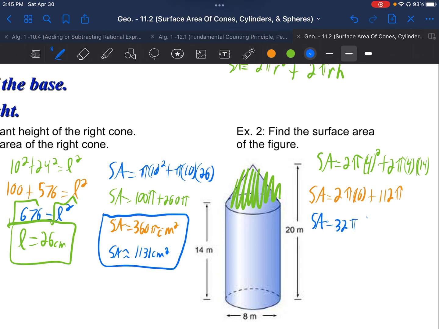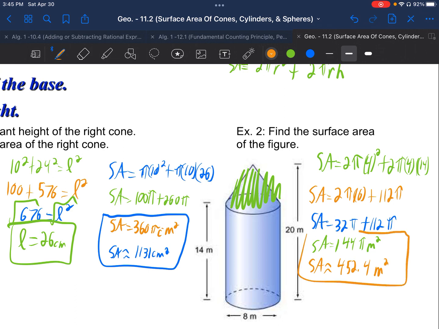Wow, that 5% dropped off quickly. So we have 32 pi plus 112 pi. So our exact answer, or in terms of pi, is 144 pi square meters. If you round this to the nearest tenth, the surface area is approximately 452.4 square meters. So it just depends on what you're being asked.